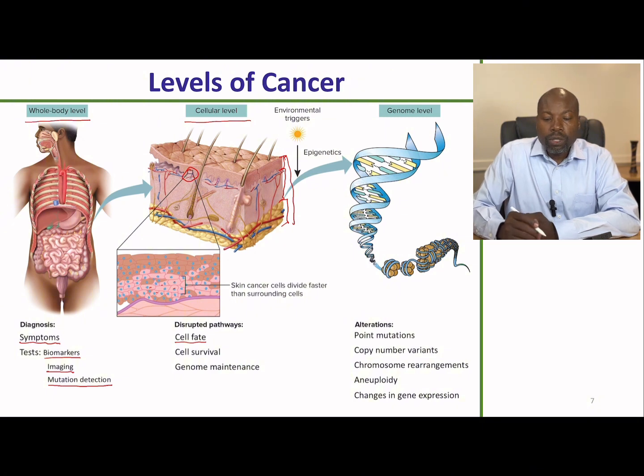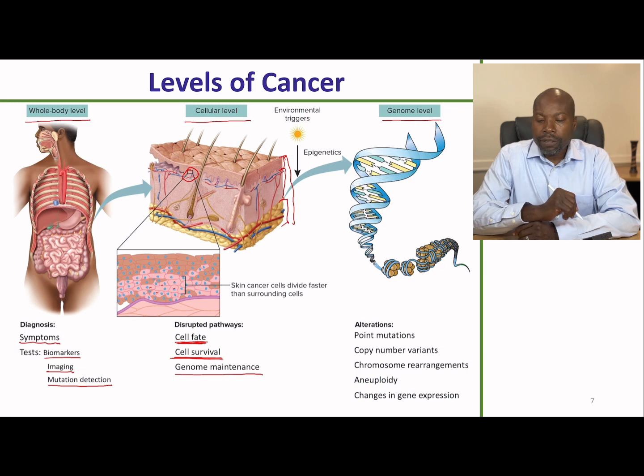So at the cellular level, we're going to notice these different aspects. Cells are going to become immortal, right? So they're going to be able to survive. And the genome is not going to be properly maintained. That's at the cellular level. But then we can take a look at cancers at the genome level.